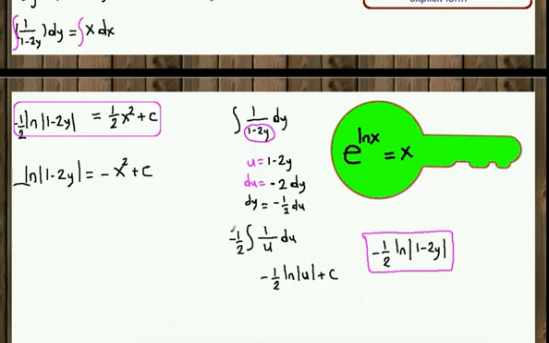Now we need to get rid of ln. So we're going to raise both sides to the power of e. Here our key is e to the ln x equals x. So e to the ln of (1 minus 2y) will be equal to 1 minus 2y equals e to the negative x squared plus c.